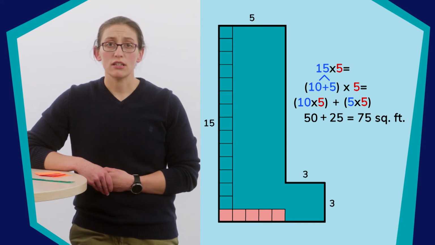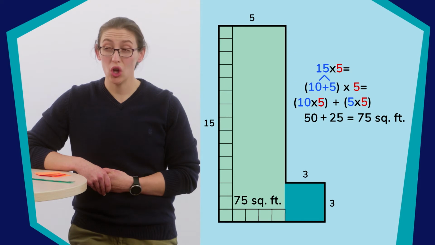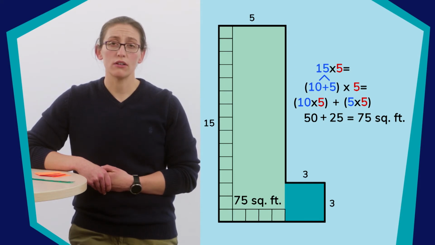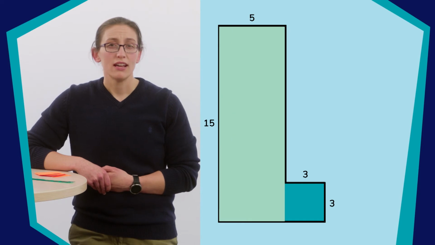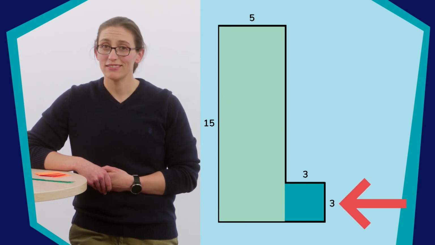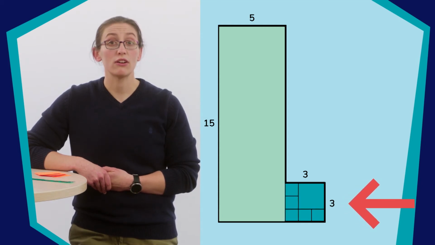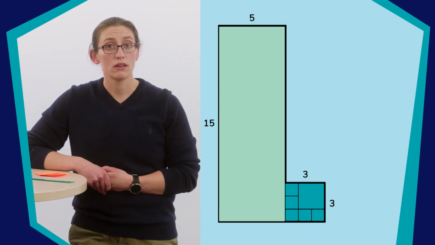Can you imagine counting all 75 squares? That would take a long time. And we still have another part of the dog park. There's this 3-foot by 3-foot section. We can't forget about that. So I'll put down some squares and let's see if we can figure out the area without having to use all of them. What do we think we will need to do?